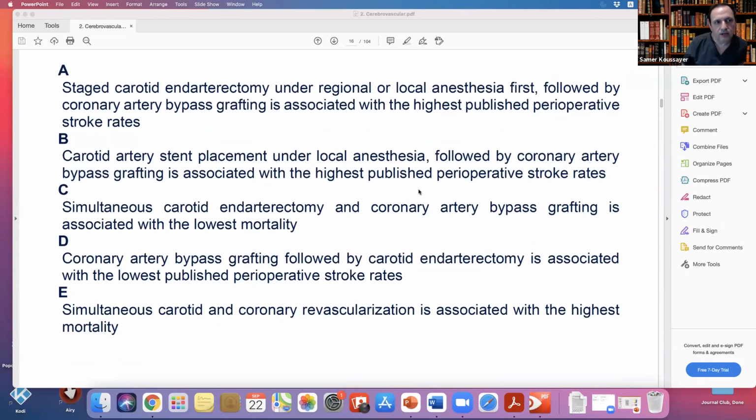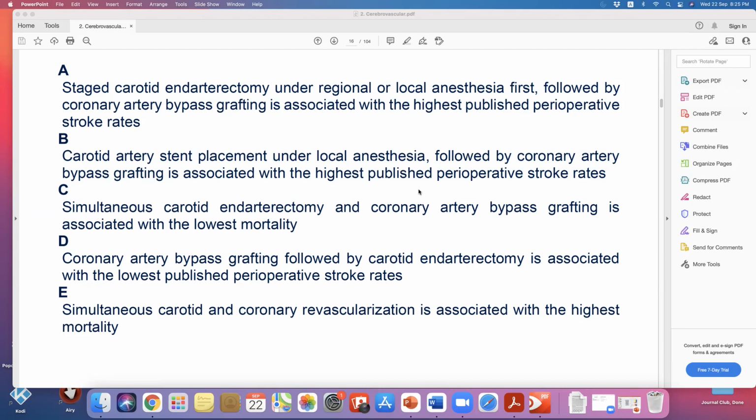Let's go, Amjad. A: Staged carotid endarterectomy under regional or local anesthesia first, followed by coronary artery bypass grafting, is associated with the highest published perioperative stroke rate. Yes. Stop on this one. You see, the published data is different. Me and Ali talk about real life, but what the published data showed is that it has the lowest perioperative stroke rate.